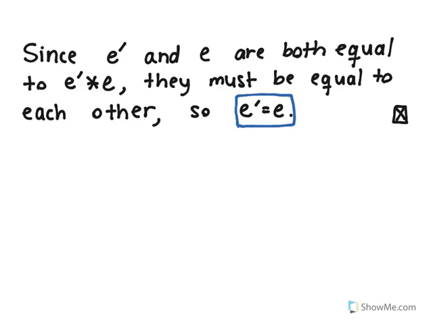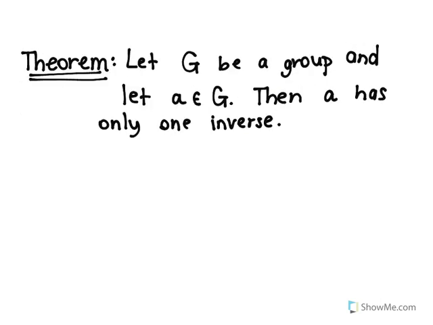We've now proved a uniqueness statement for identity elements in groups, and in fact, there's also a uniqueness statement for inverses. So let me state that as the next theorem. In more detail, what this theorem says is let G be a group and let A be any element of G, then A has only one inverse. The proof of this is going to follow a super similar structure to the proof that we just did, but I'm going to let you fill in the details of it in your worksheet for today.